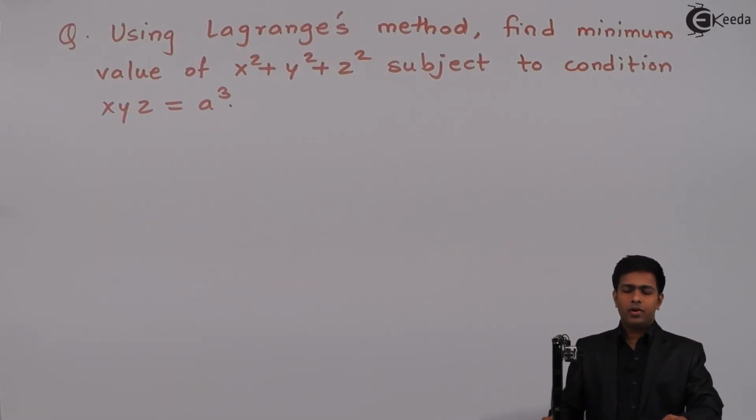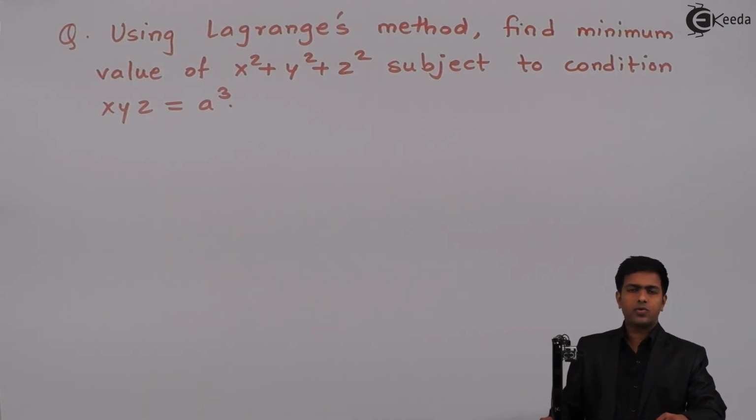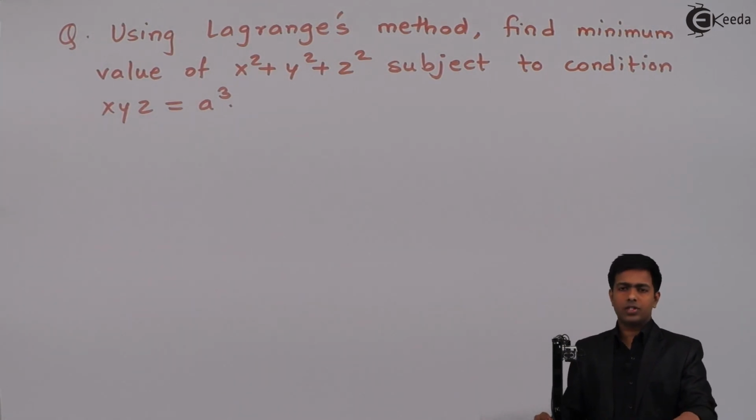Here in this problem, using Lagrange's method, we have to find the minimum value of x squared plus y squared plus z squared subject to the condition xyz equals a cubed. To get the minimum value of some function using some condition in Lagrange's method, we first find the stationary values, and for those stationary values we find the minimum value. So here we'll follow these two steps to get the stationary values and the minimum value of the given function x squared plus y squared plus z squared.